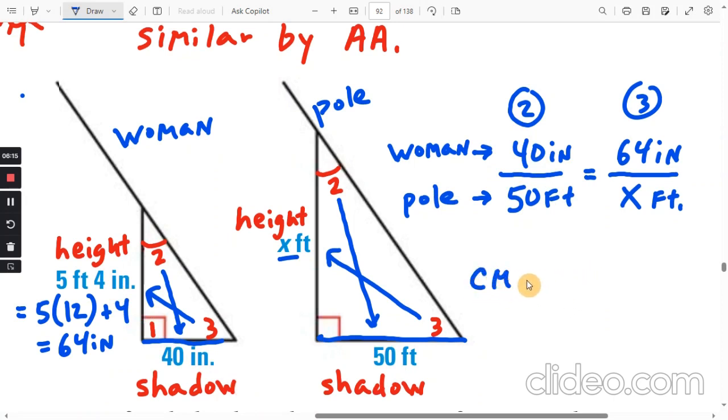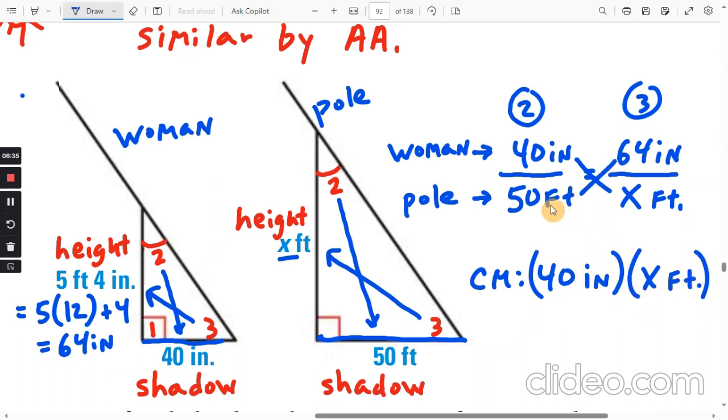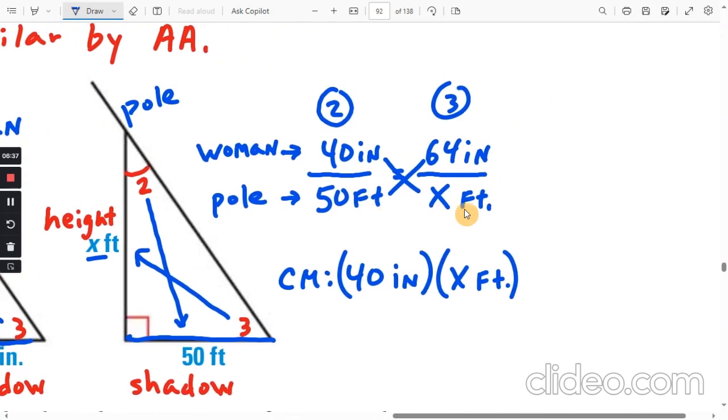All right, cross multiply. Top times bottom is going to be 40 times X. And I'm just going to include the units just to show you that they're going to cancel. 40 inches times X feet. All right, I'll just include them for now. And that equals bottom times top, 50 feet times 64 inches.